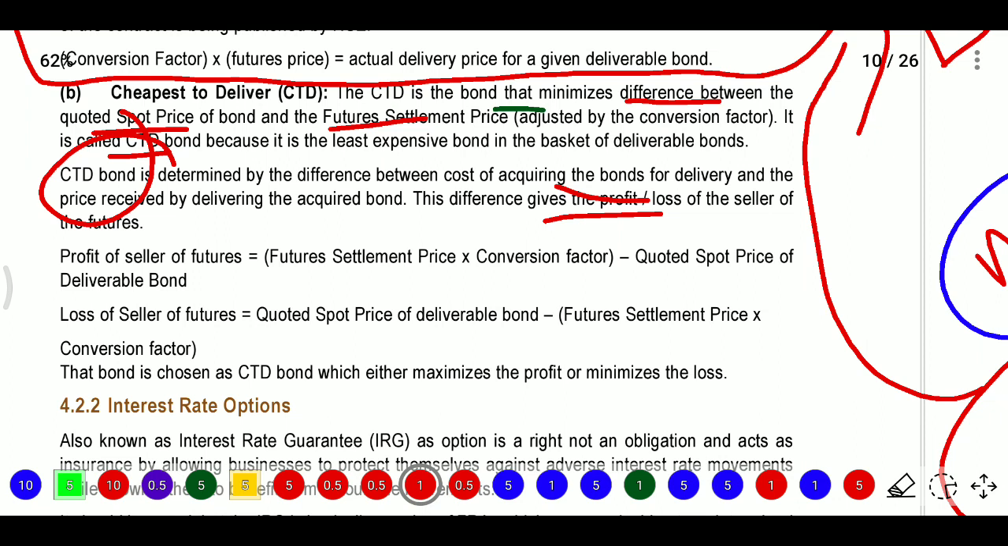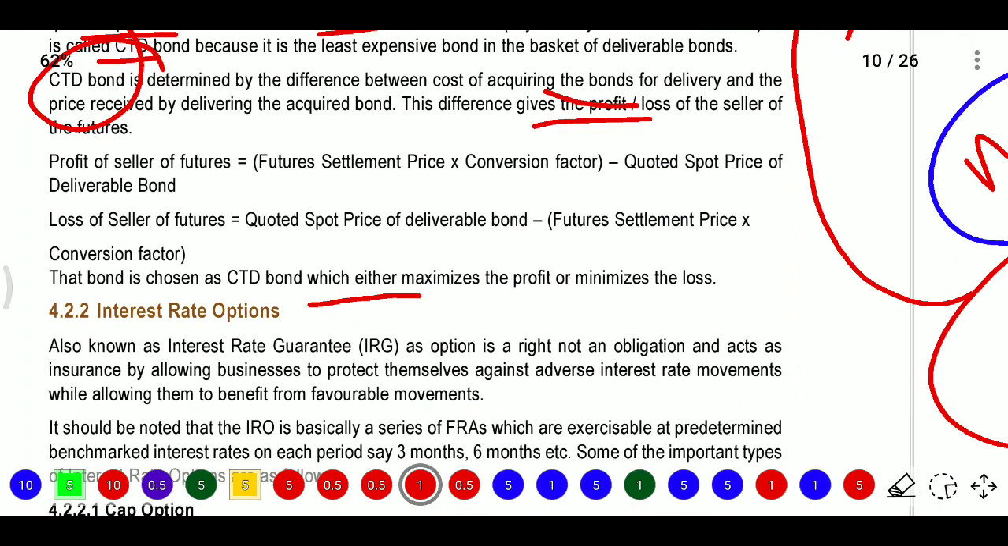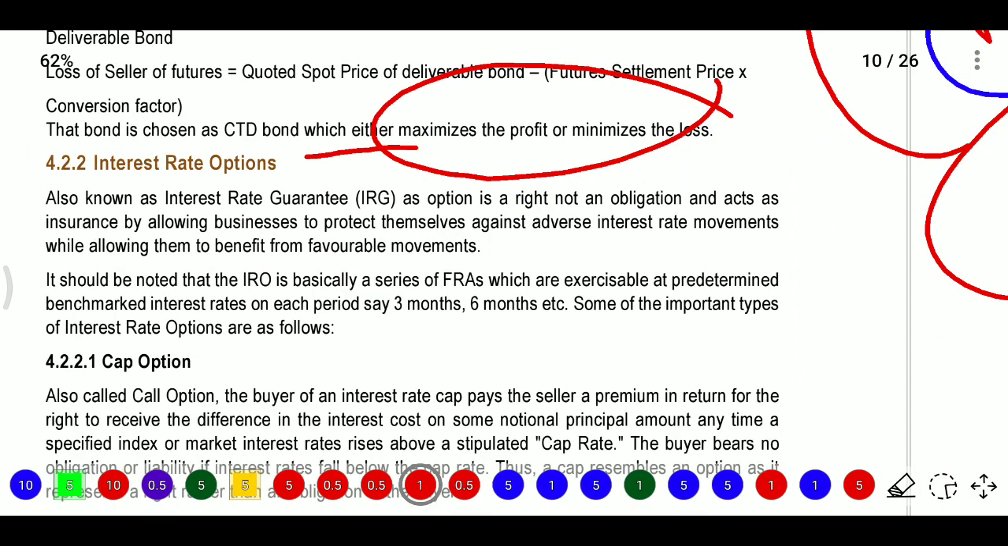Now, we get a profit when the future settlement price into the conversion factor is greater than the quoted spot price. Loss means spot price minus future price, and we get a loss. The bond chosen as the CTD bond is the one which either maximizes the profit or minimizes the loss.